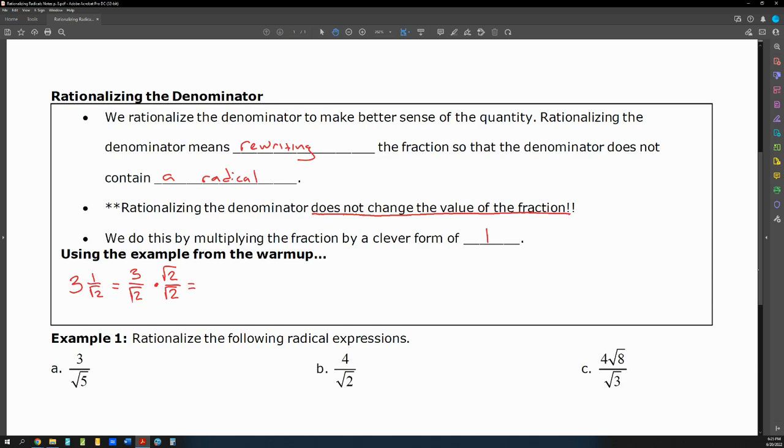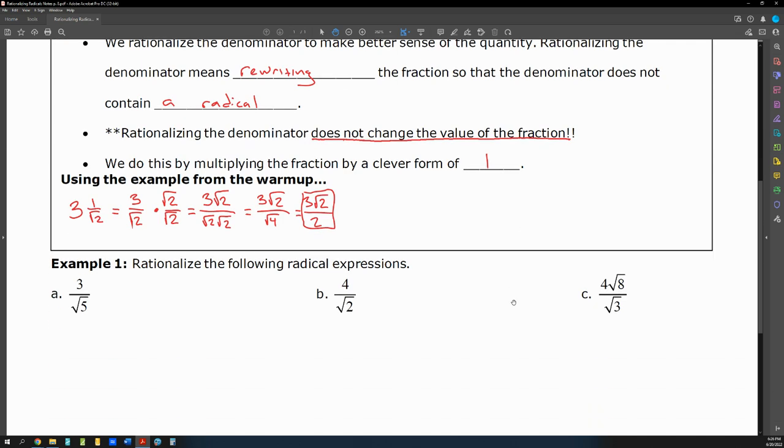When we're multiplying fractions, we just multiply straight across. So we have 3 root 2 over, well, root 2 times root 2 is, I'll just write it out this way for now. But if we multiply root 2 times root 2, we have the square root of 4. And we know what the square root of 4 is. That's a perfect square. The square root of 4 is equal to 2. So by multiplying by this clever form of 1, we've now eliminated the radical in the denominator. And we're left with this final answer of 3 root 2 over 2. All right? Let's try example 1.